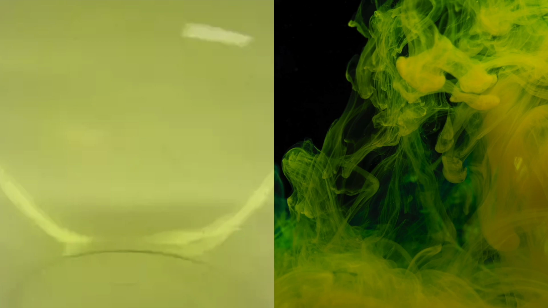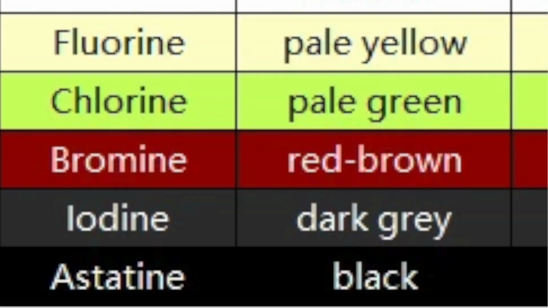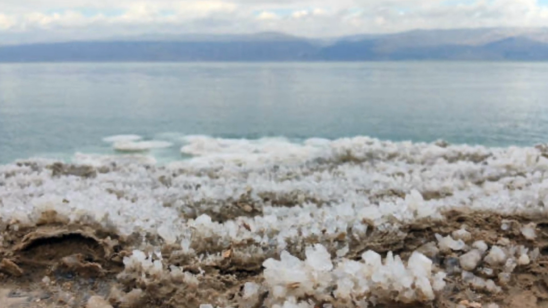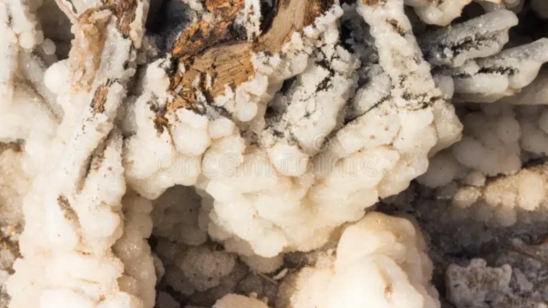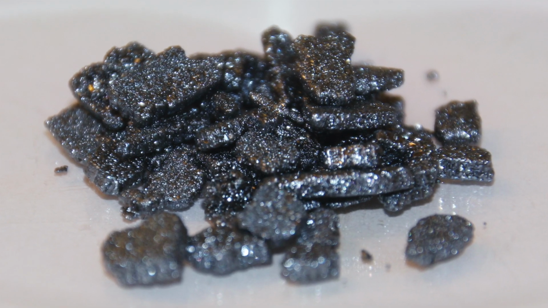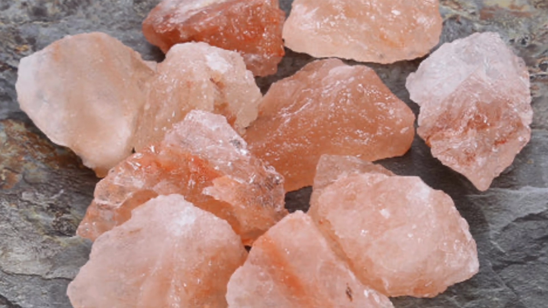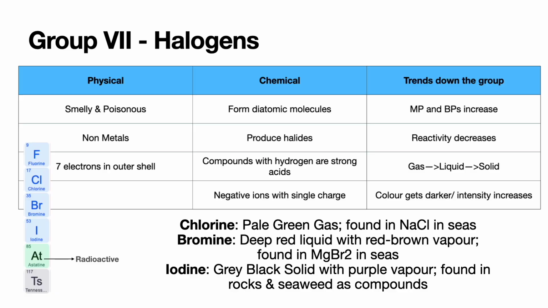Initial elements are gas, bromine is a liquid, and the remaining are solids at room temperature. So down the group, the color gets darker. Chlorine is a pale green gas and is found in NaCl in seas. Bromine is a deep red liquid which has a red-brown vapor and is found in magnesium bromide in seas. Iodine is a grey-black solid, has a purple vapor and is found in rocks and seaweed as compounds. Astatine is radioactive.